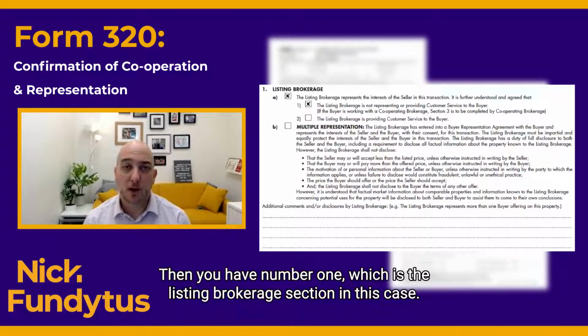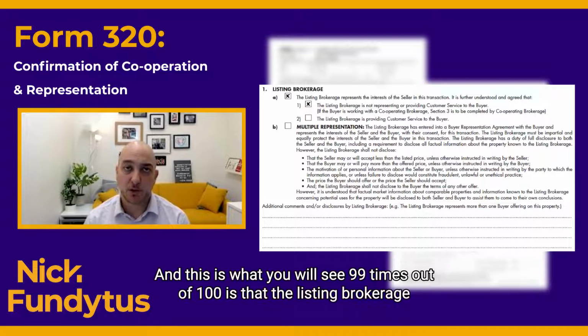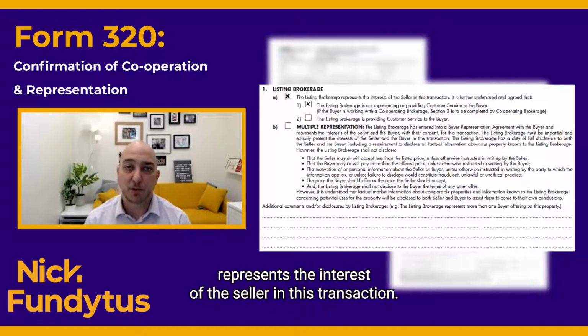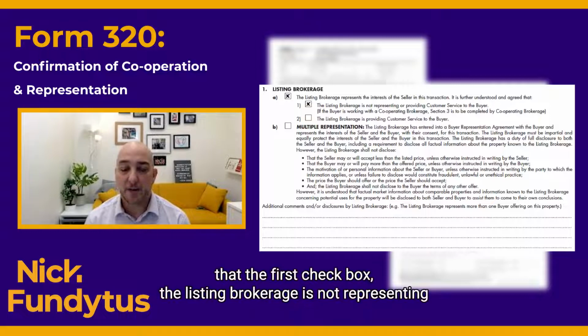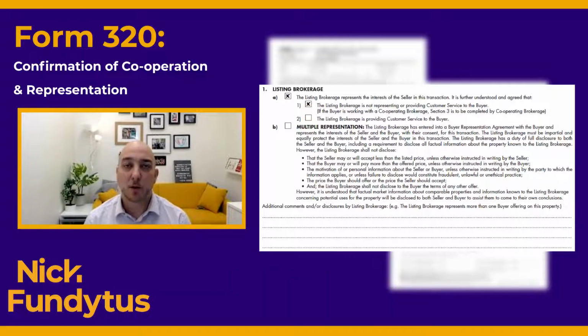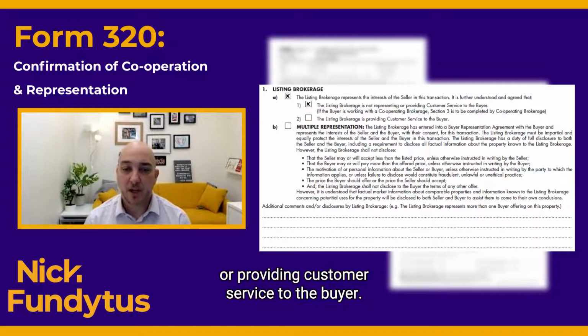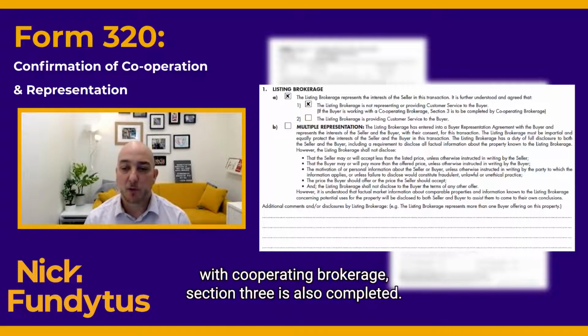Then you have number one, which is the listing brokerage section. In this case, and this is what you will see 99 times out of 100, the listing brokerage represents the interests of the seller in this transaction. That's the first checked box. It is further understood and agreed that the listing brokerage is not representing or providing customer service to the buyer. So if the buyer is working with a cooperating brokerage, section 3 is also completed.